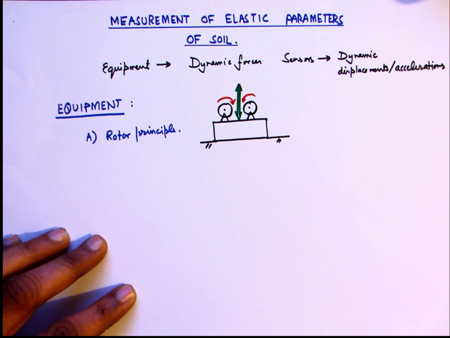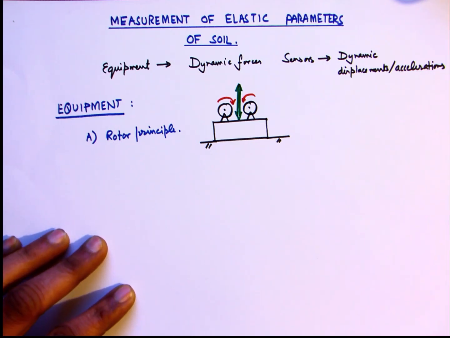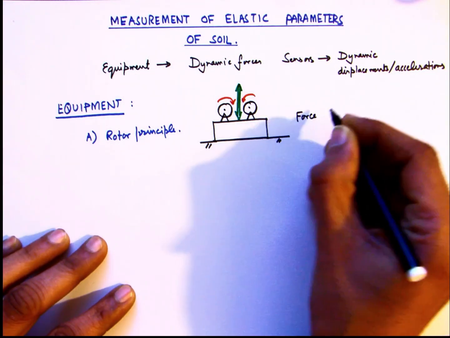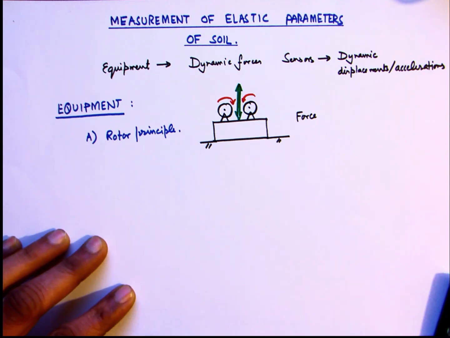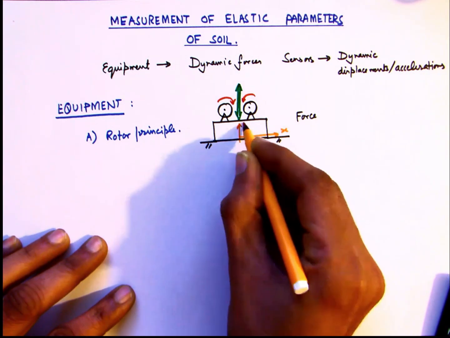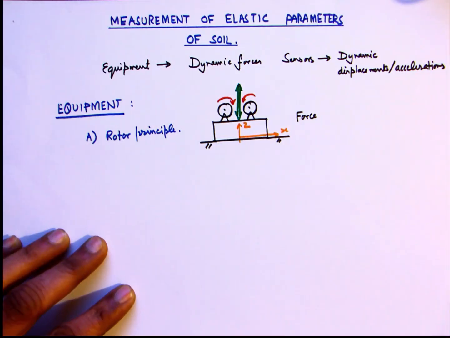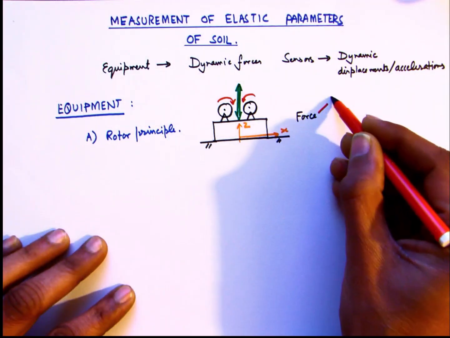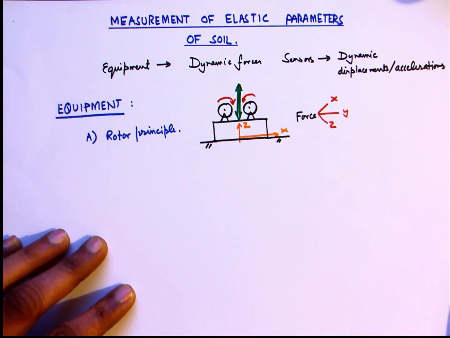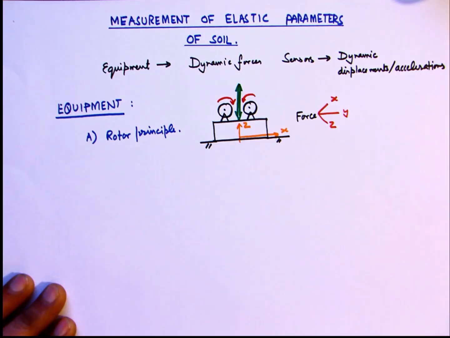Now we can also change the direction to horizontal by suitable orientation. So whether horizontal force or vertical force, both can be generated by this kind of rotor principle. So here the combination is applying the force in the vertical direction, but in any of the directions force can be achieved by this principle.